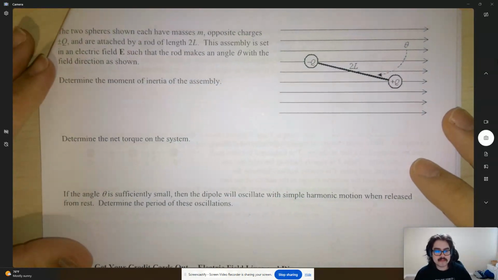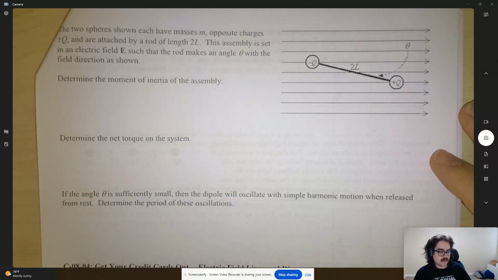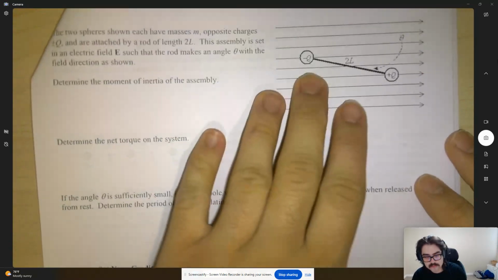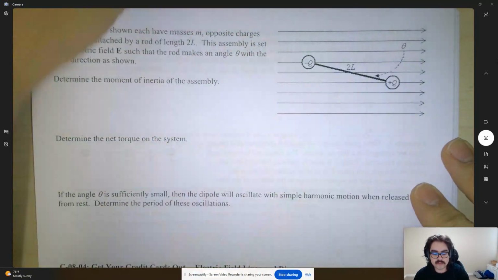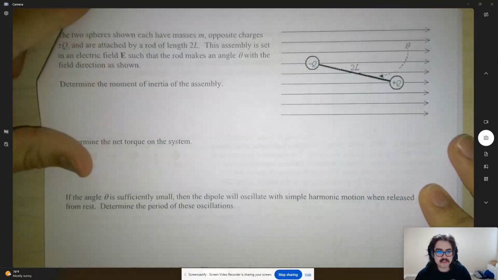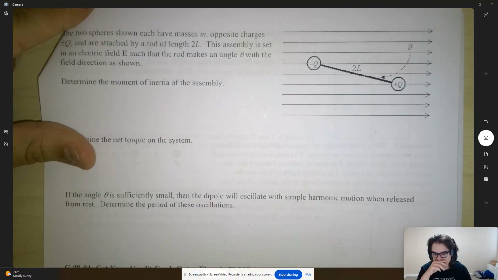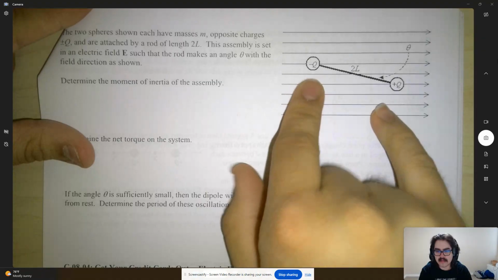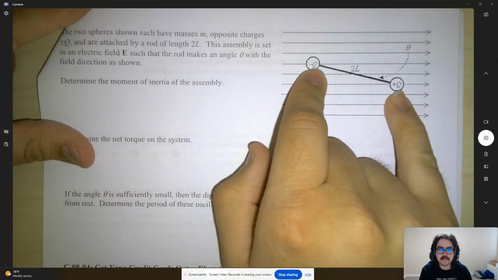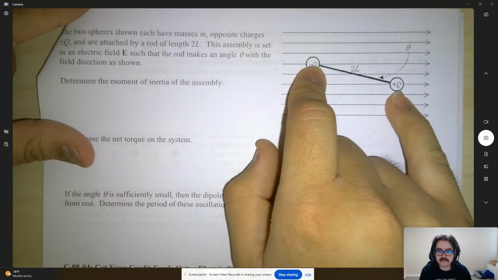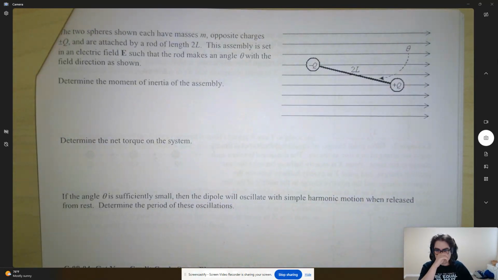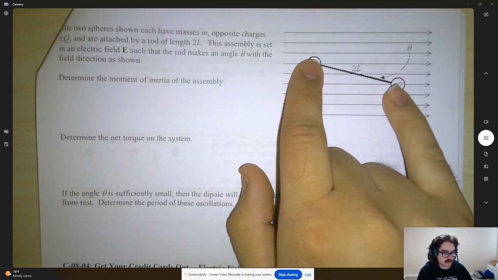This is a particular case that might be asked on an AP exam or on your exams, where you have two spheres with opposite charges set in an E field. You set it kind of off at an angle, kind of askew, and the E field will have different effects on each of the charges.